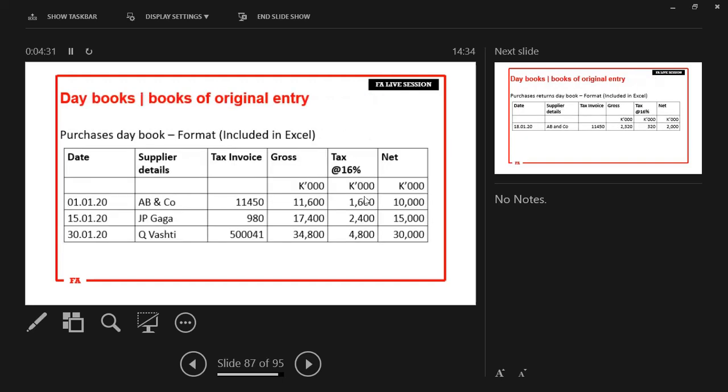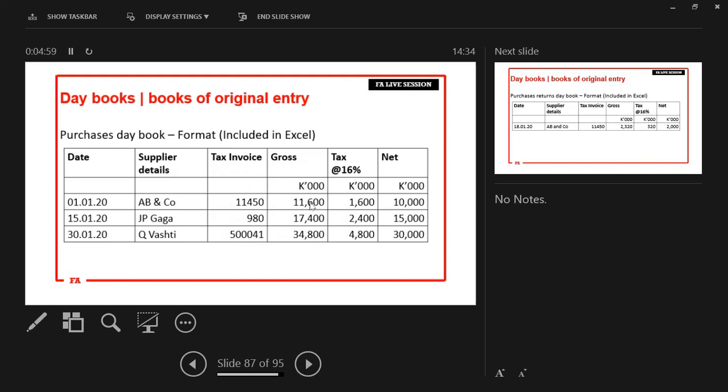So how would your purchases day book look in Zambia? For instance, on 1st January 2020, you were supplied goods by a company named AB and what? AB and Company. The tax invoice is showing that amount. I mean, the tax invoice number rather is that number there. You can see this one. Yes, the 11450 is the tax invoice number.